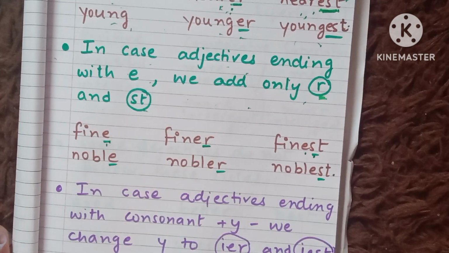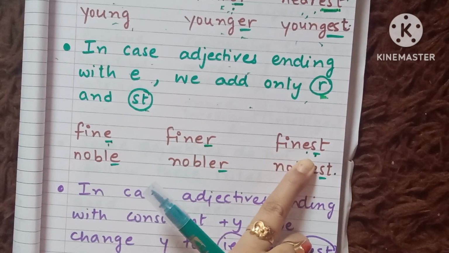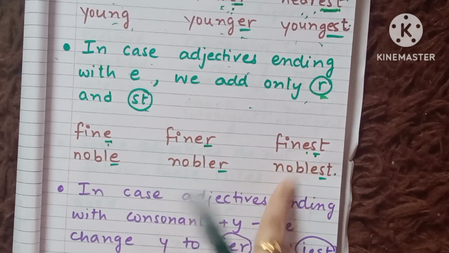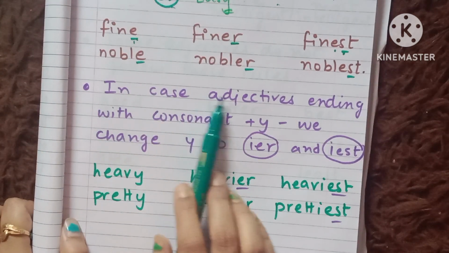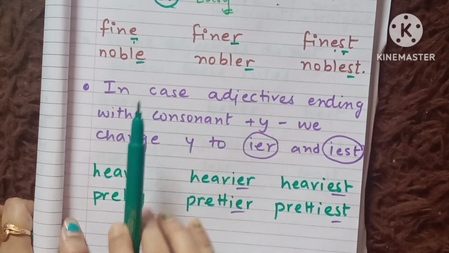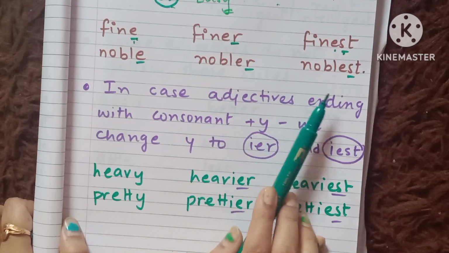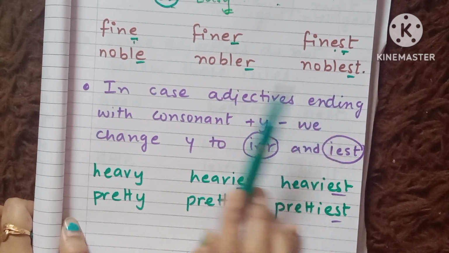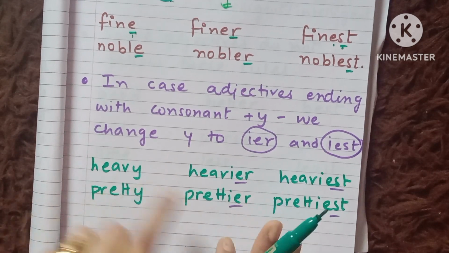So the word will become fine, finer, finest. As you can see, I have written two examples. Fine, finer, finest. Right? There are more. After that, it is noble, nobler, noblest. Because the letter E is already given to us, we will only add R for the comparative and ST for the superlative. Okay, next one.